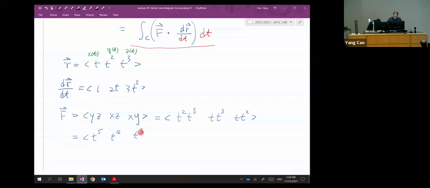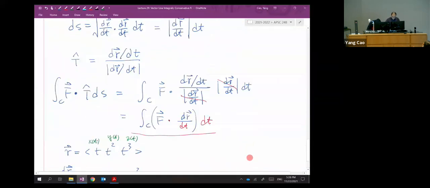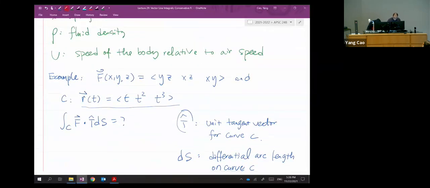Okay. Now, my f, my dr over dt, everything is in terms of t. So everything in terms of t, then I can actually carry out the integral. Last piece of information is then what will be the range of the t, or the integral limit for the t, right? So the question typically should give it to you. I don't think I give it to you yet. So t goes from 0 to, let's see, in this question to 2. So let's force the t to go from 0 to 2 as the range for the curve C.